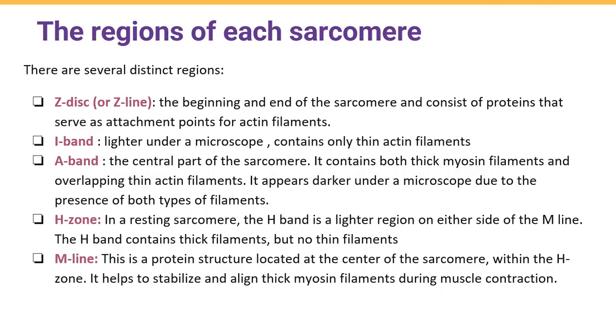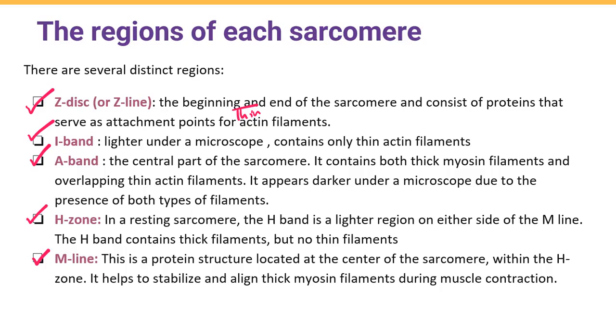We found that each sarcomere is made up of several regions. We have the Z disc or Z line, the I band or lighter band, the A band or darker band, and the H zone and M line. For the Z disc, we said this is the beginning and end of the sarcomere. It consists of the proteins that are the attachment site for our thin or actin filaments.